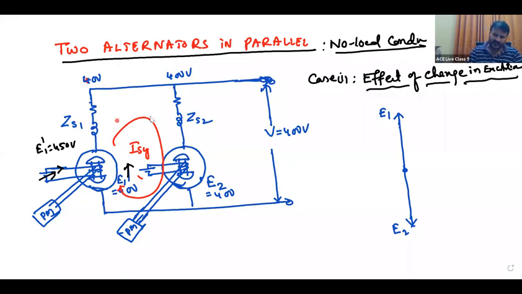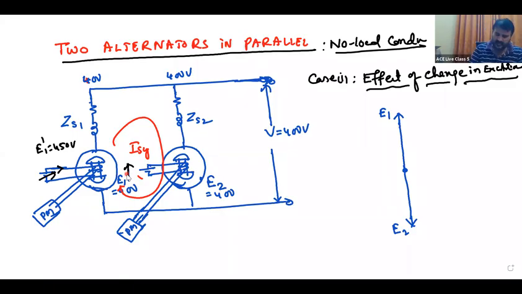Then synchronizing power will come into the picture. I told you in the last class. When there is a disturbance condition, synchronizing power will come into the picture, and the synchronizing power is reactive power for a change in excitation. We are going to see that this is the synchronizing current and synchronizing power will come into the picture. It will maintain the synchronism. It will equalize the terminal voltages. How it is doing that, we are going to see. Now, what is the role of the synchronizing power? How is it maintaining the terminal voltages equal? That we are going to see.